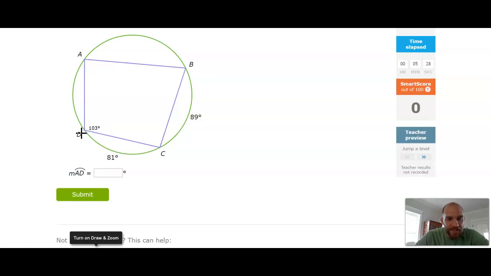We know that D is 103 degrees. So that means across from angle D is angle B, and those two are supplementary. That would be 77 degrees right there for angle B. Okay? So 77 plus 103 will add together to give us 180 degrees. So since this is an angle of 77 degrees here, this whole arc that it creates from A, B, C is going to be twice that.